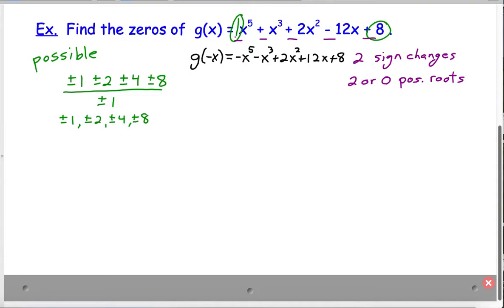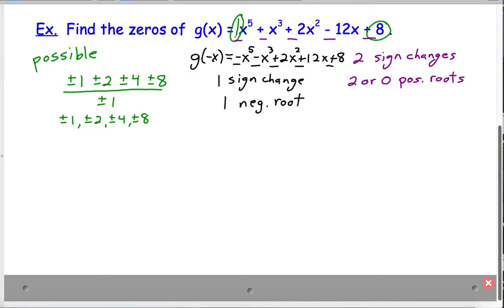So how many sign changes do we have here? Well, we've got a negative, negative, so there it switches to a positive, and then it never switches again. So we have one sign change, which tells us, for g of negative x, that there is one negative root. So we know we have at least one negative root. Actually, we know we have exactly one negative root.